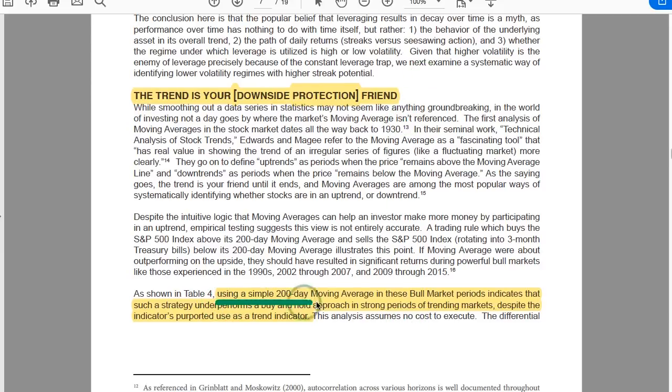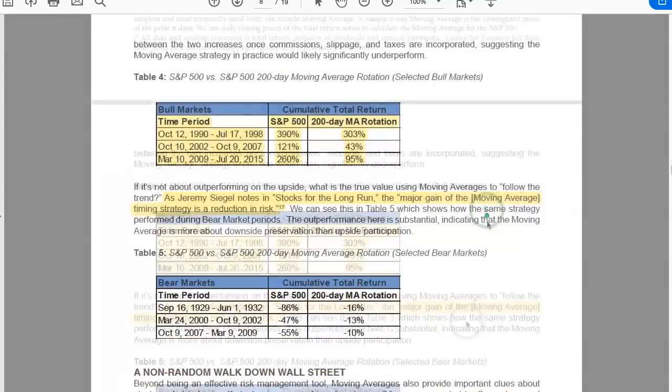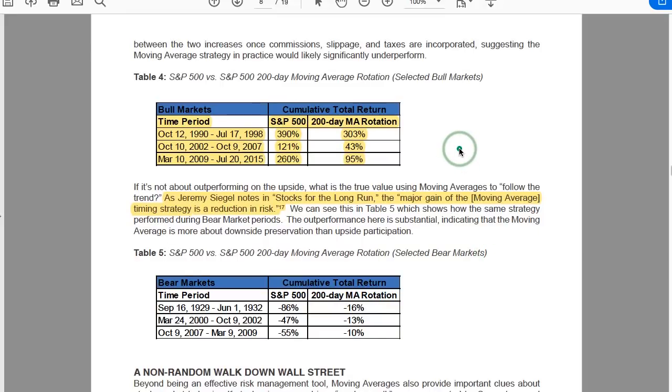It says using a simple 200-day moving average in these bull market periods indicates that such a strategy underperforms a buy and hold approach in strong periods of trending markets, despite the indicator's purported use as a trend indicator. So you're not going to outperform in bull markets unless, of course, you apply some leverage. They tested some bull market time periods and compared the S&P 500 performance with the 200-day as the timing mechanism. You can see buy and hold did not outperform the 200-day in any of these cases. That's why you need leverage in order to outperform buy and hold.